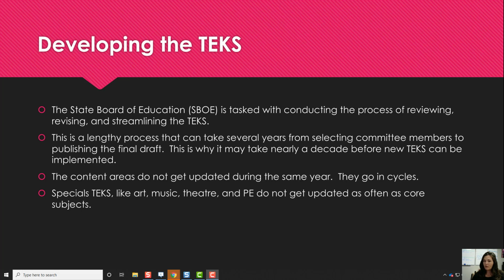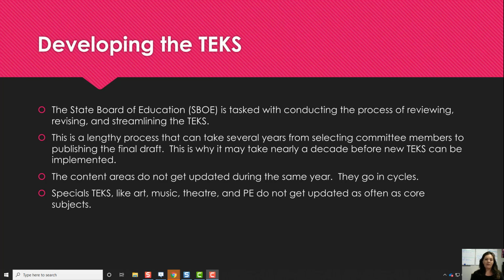Now, the State Board of Education, or SBOE, they are the ones who are tasked with conducting the process of reviewing, revising, and streamlining the TEKS. This is a very lengthy process that often takes 2 to 3 years, from the time they start having people apply to be committee members, to selecting those committee members, to reviewing and doing public comments, to publishing the final draft. So this is why you may notice that it takes about a decade for the new TEKS to be implemented. So for example, the English Language Arts TEKS were last published in 2009.